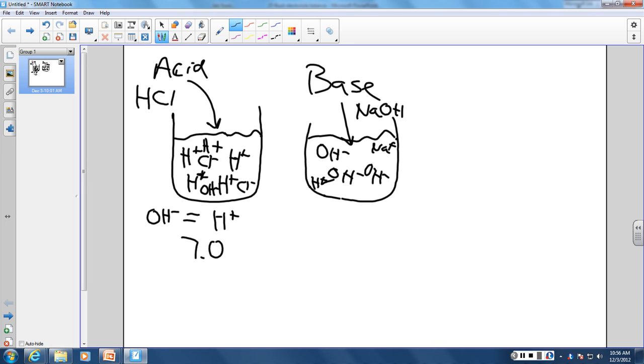You'll hear about buffers. I don't really have time to go through it, but you know that buffers do what in general? So buffers resist pH changes. So if we dump hydrochloric acid into our blood, the pH is going to fall very rapidly. Okay? Because there's going to be too much what? Too many hydrogen ions, and that's going to make the blood too acidic.